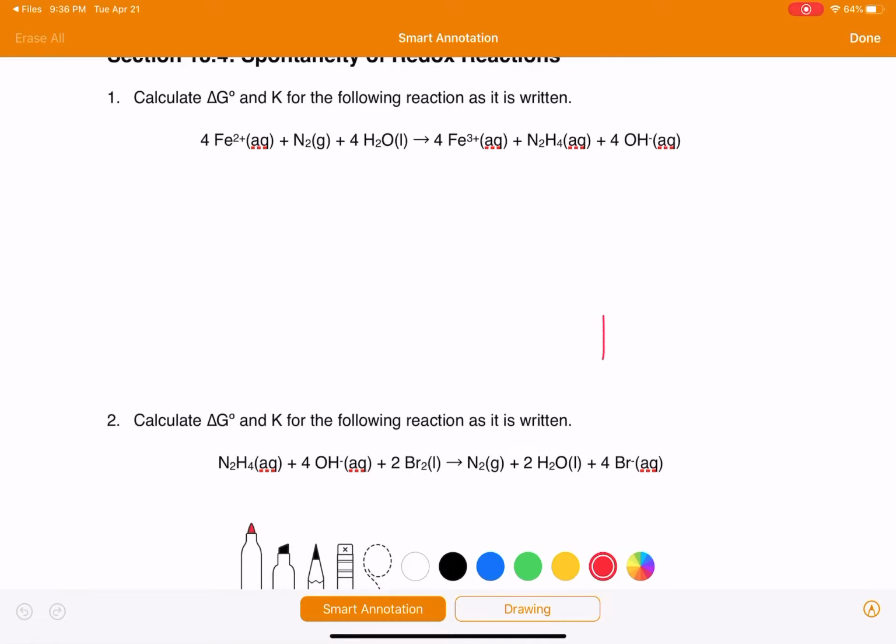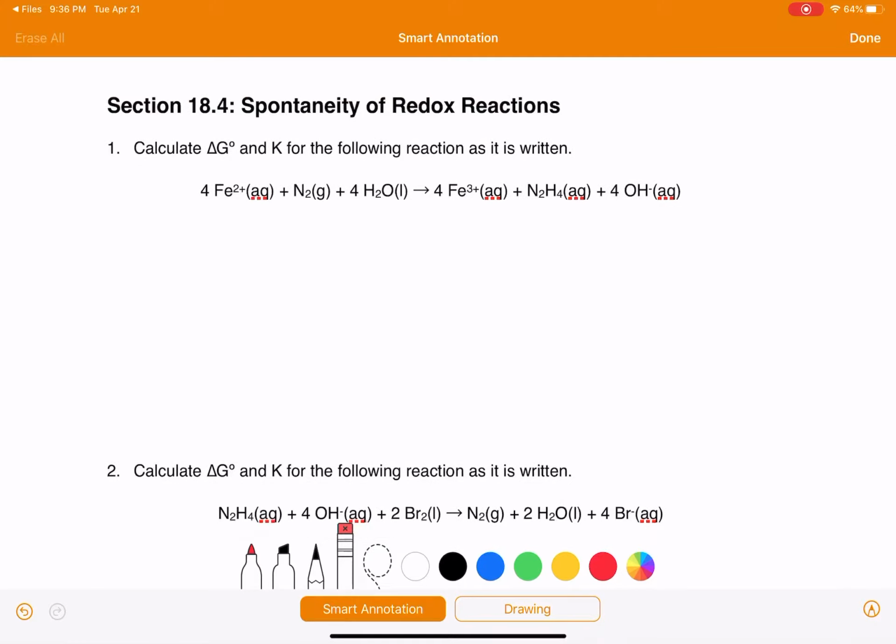So on this worksheet, we've got 3 problems to help us practice calculating delta G and K for different reactions. The one thing I want you to pay attention to is this phrase, as it is written. We're being asked to calculate delta G and K for the reaction as it is written, which means we can't assume that the reaction is going to be spontaneous. It may not be. We cannot make any kind of assumptions about cathode and anode. We have to pay attention.